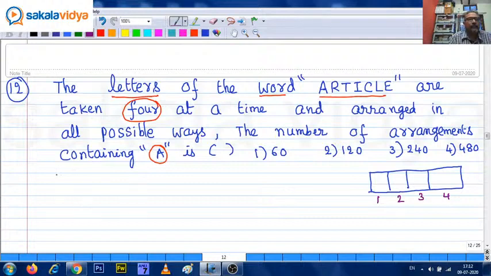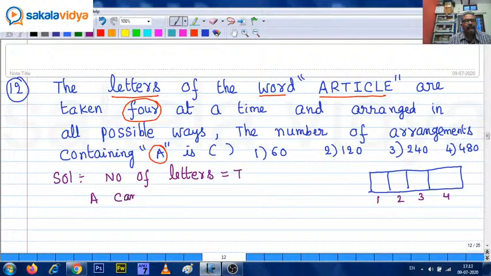First, write down the solution. Number of letters: 1, 2, 3, 4, 5, 6, 7. First arrange the A. A can be arranged in 4 ways.